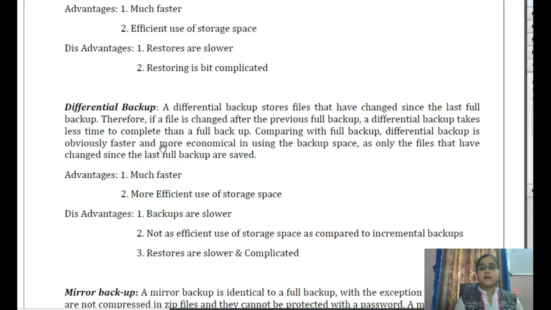Why? In incremental backup, on Tuesday you will take the files of Monday, on Wednesday you will take the files of Tuesday. But in differential backup, on Wednesday you will take the files of Tuesday, on Thursday you will take files of both Tuesday and Wednesday. Therefore the space is not effectively used. There is a lot of, you can say, recopying of the data. Then the last disadvantage is restores are slower and complicated.